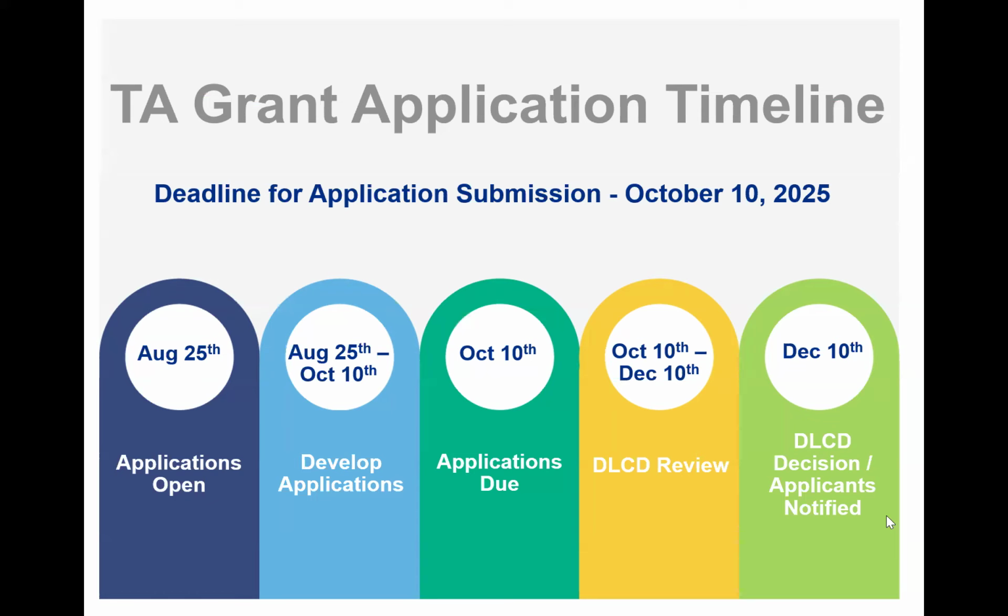We have a 6-week period approximately to develop your applications and submit them. The applications are due to us by October 10th, a little more than a month from now. We have a 60-day review period where we review the applications, discuss them, grade them against the criteria. And then on December 10th, we will issue decision letters notifying applicants of the grants that we were able to fund and the ones that we won't be able to fund.